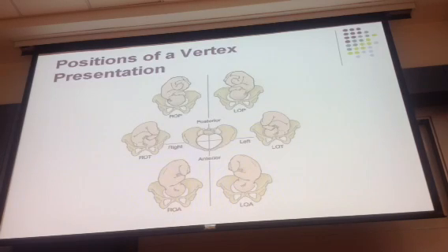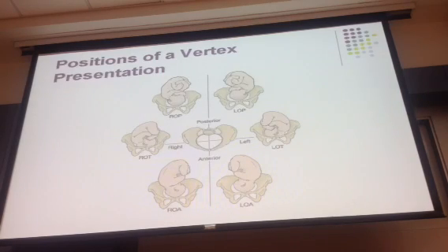All right. So if my baby is in an ROA position, that means that the occiput is on the right side of the mom's body. So here's the occiput right here. It's on the right side of my body, and it's anterior in my pelvis. See that? It's in the front of my pelvis, the occiput. So occiput is this area back here on our heads. It's the occipital bones. All right? So this would be ROA, right occiput anterior.